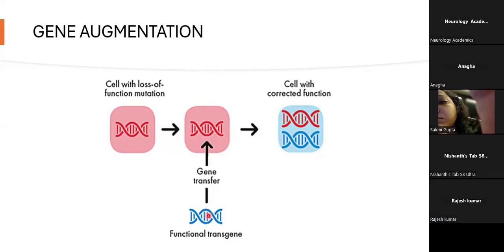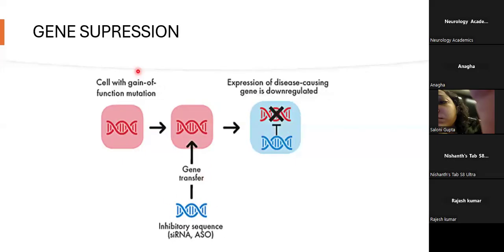In the case of cells with gain of function mutation, the gene that is transferred is an inhibitory sequence, which can be a small interfering RNA or an antisense oligonucleotide. This suppresses the action of the cell with the gain of function mutation, hence suppressing the production of the toxic protein.